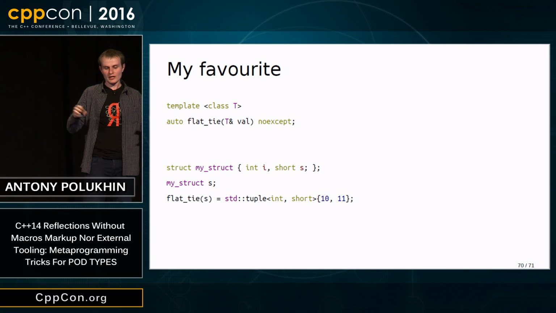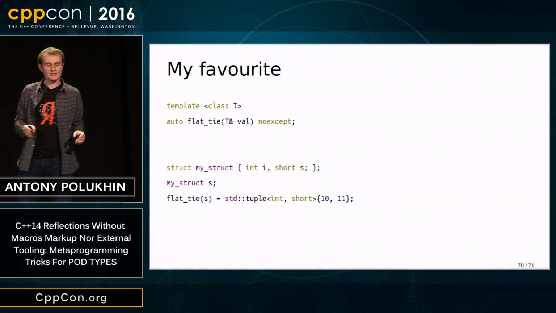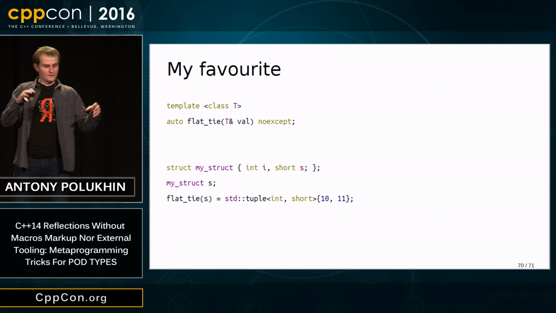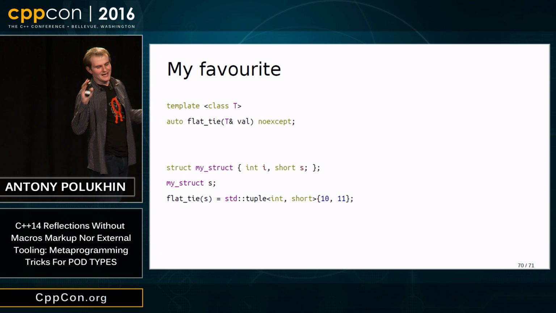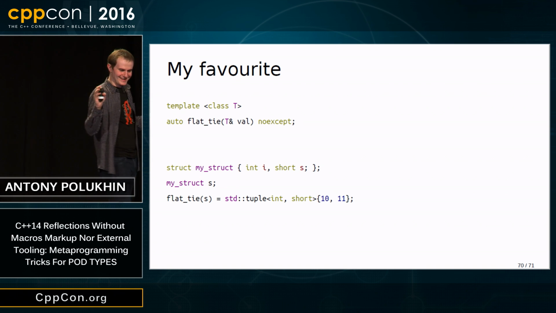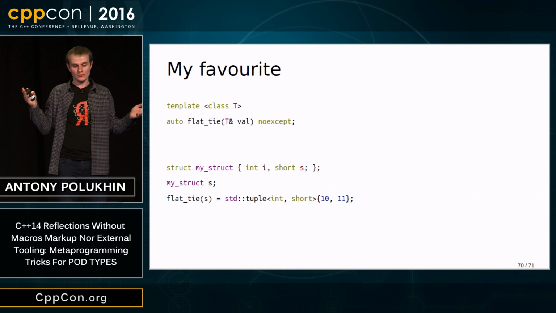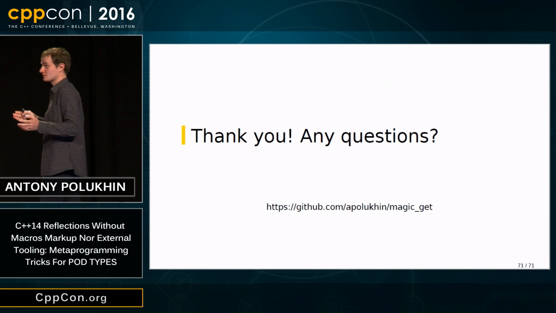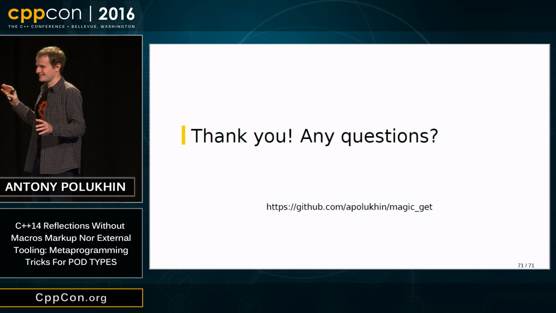You just write struct my_structure, field integer, and field short. Then you create a variable s of that structure. And after that you write flat_type of the structure equals a tuple. After that line, the int field will have the value 10, the short field will have the value 11. That's it, that works. So, at that point, we got a working solution for C++14 with some minor issues.